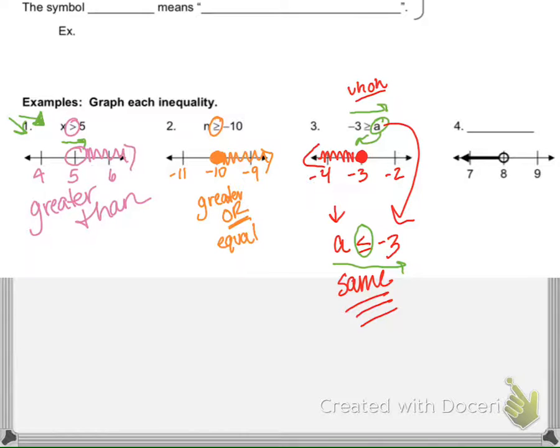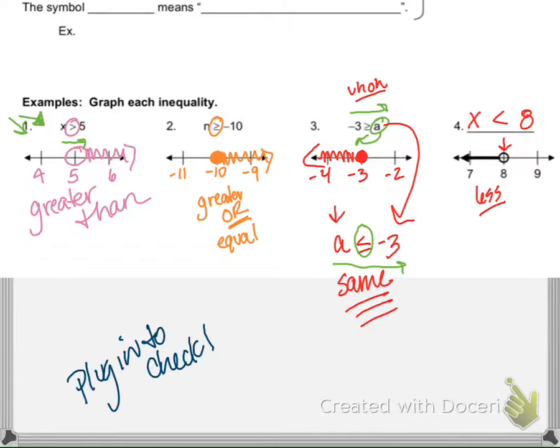Now this one, I'm asking you to write the inequality from a graph. So to do that, usually what I do is pick a variable, I put that on the left, I find the number that I'm looking at, which is 8, and now I need to determine what it's saying on the graph. It's showing everything smaller than 8, and then I have an open circle to show that it can't be equal to 8. So that means it's going to just be less than.